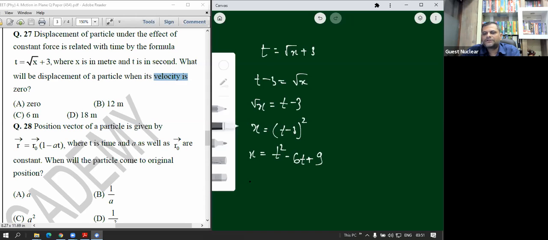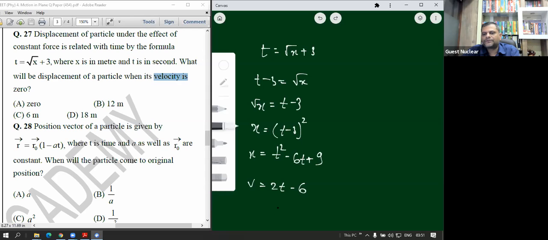And here we can find the velocity just by differentiating this. So what is the derivative of this? The derivative of t square is 2t, and the derivative of minus 6t is minus 6. That's it, so this is the velocity. And what is the acceleration? You can find out the acceleration. No son, but nothing was said about acceleration.